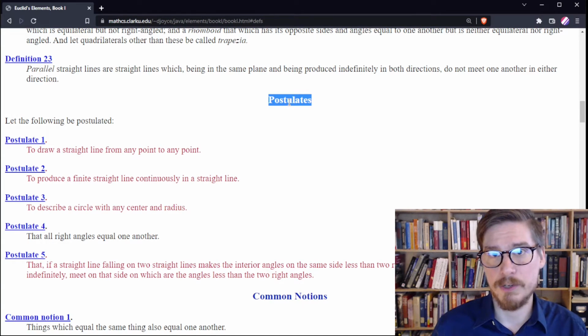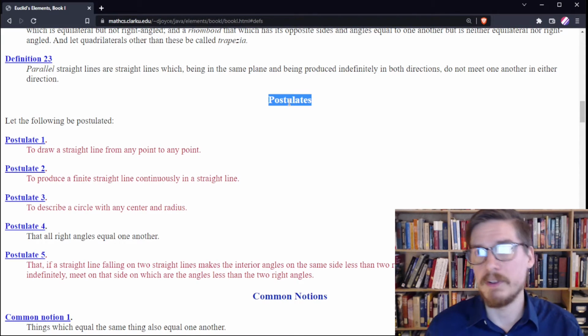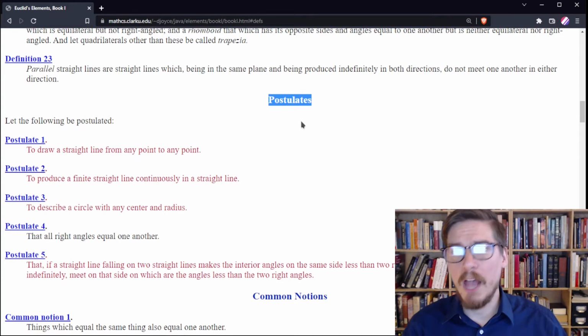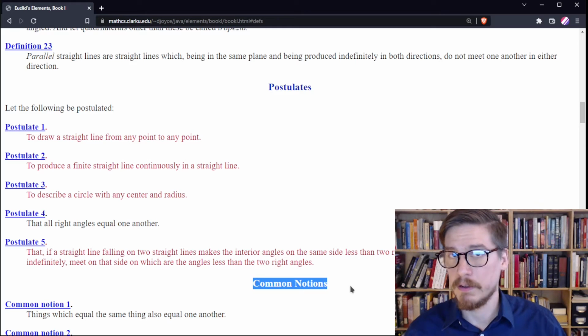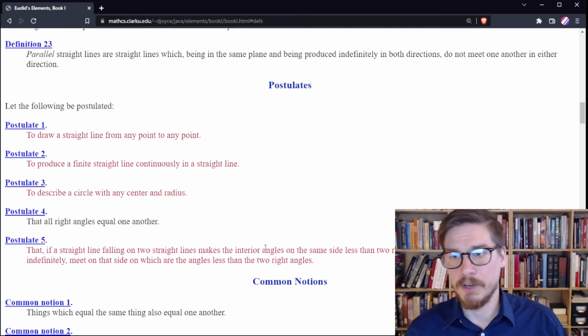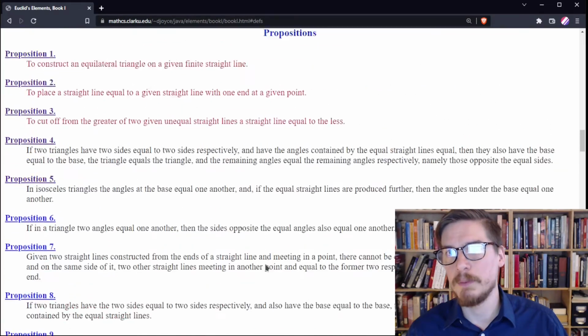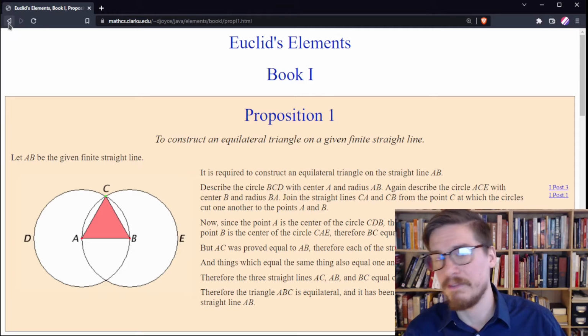But if your classes are shorter, you might do some of the definitions one class, more of the definitions and the postulates or something the next class. But I wouldn't go any further than the postulates and common notions during the first week. I think that's sufficient for a week. If you really wanted to push your students, you could probably push them into Proposition 1, but that would be the very, very furthest I would go.